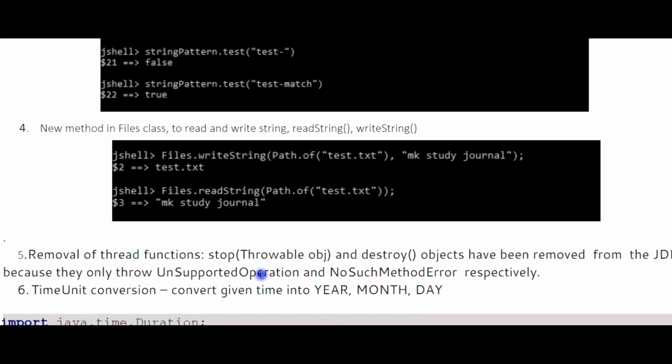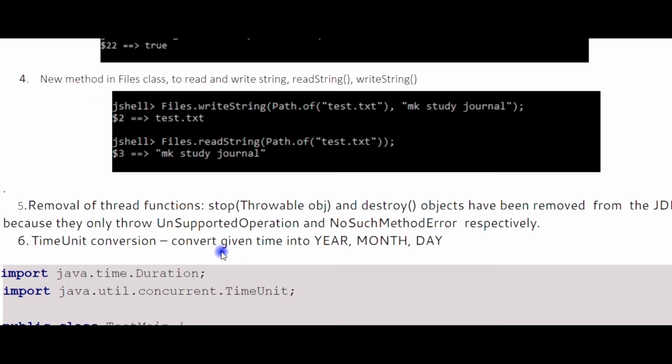Let's proceed further. So the next feature is removal of thread functions. The stop and destroy methods are removed from the JDK, because these methods were only used to throw UnsupportedOperationException and NoSuchMethodError. So these methods are not used anymore, and they are removed from the Thread class.